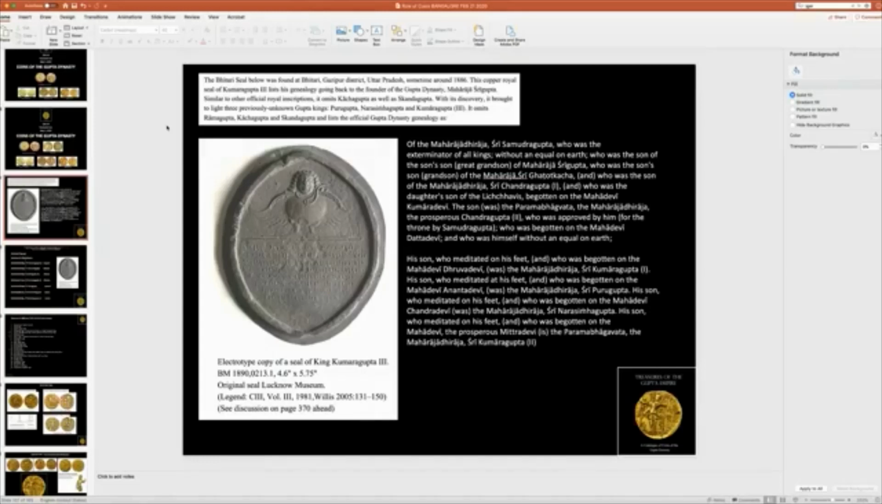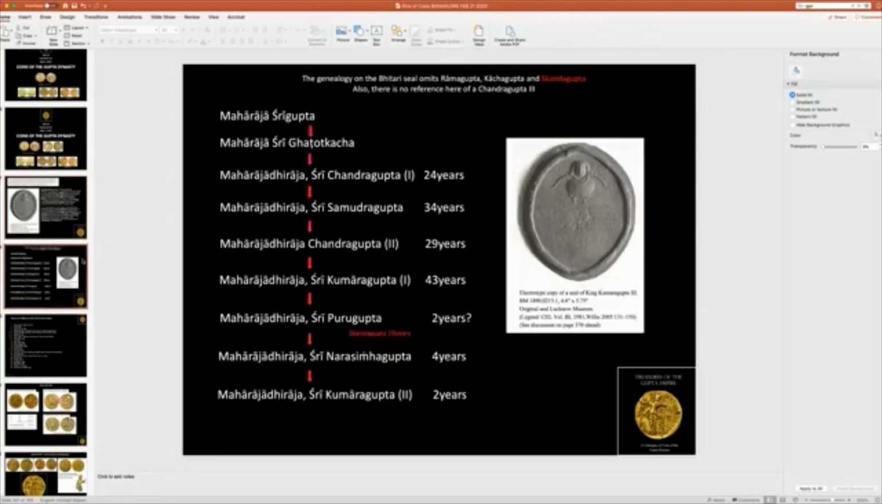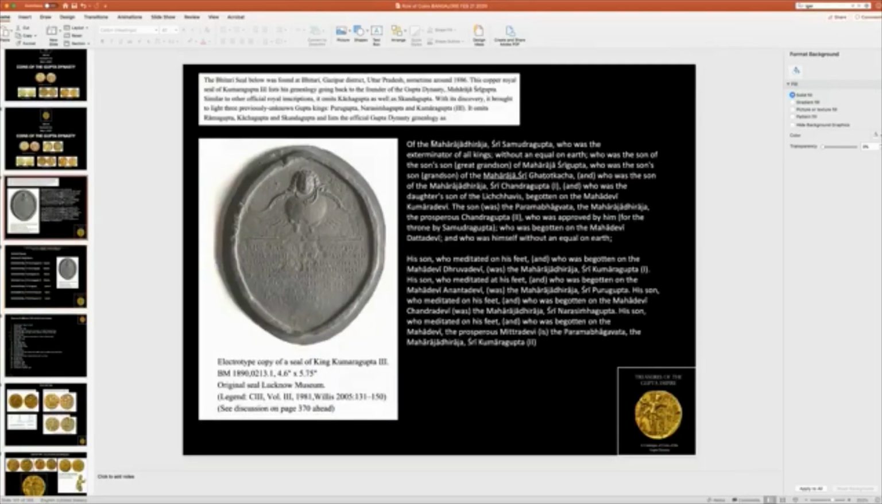So the reason I mention this is this Bhitri seal, which lists the genealogy, lists that I am Kumaragupta. My father was Narasimhagupta. His father was Purugupta. His father was Shri Kumaragupta. And his father was Chandragupta. And then I'm the great-great-grandson of so-and-so. So this is what the seal lists, right? The seal lists here Shri Samudragupta, who was the exterminator of all kings, and so on.